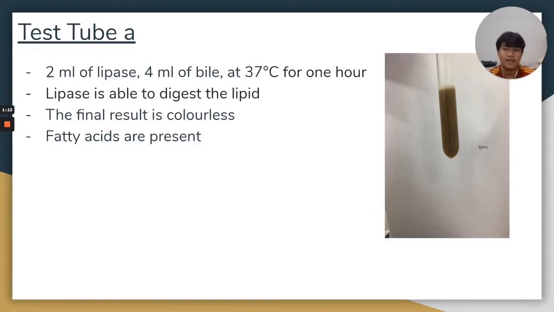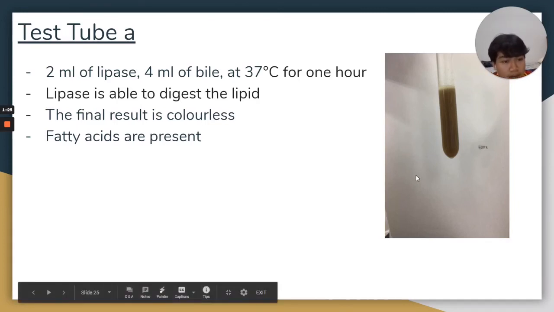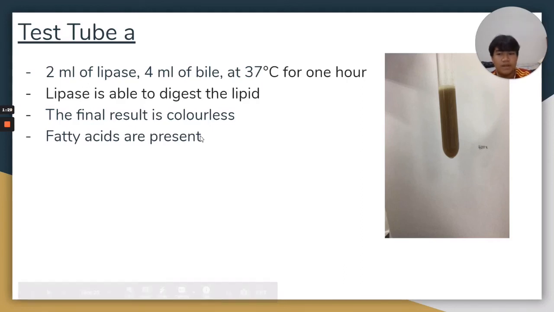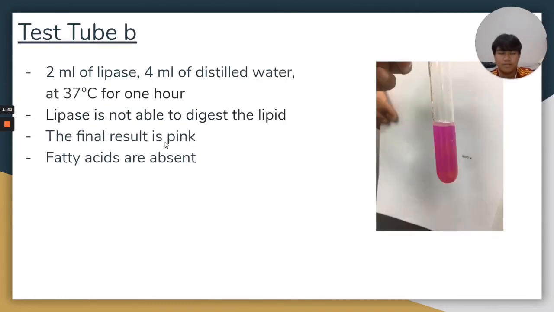Right, for test tube A, 2 milliliters of lipase and 4 milliliters of bile is the solution used. It is left in a 37 degrees Celsius water bath for an hour, and the results are that the lipase is able to digest the lipid. Right, so the final result is colorless, or this bile color that can be ignored. So basically, it is colorless. So we can conclude that fatty acids are present in test tube A.